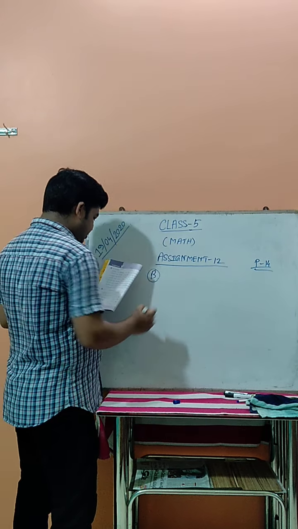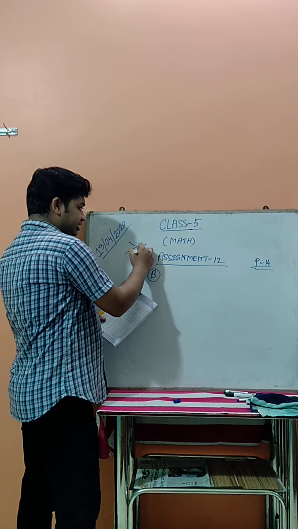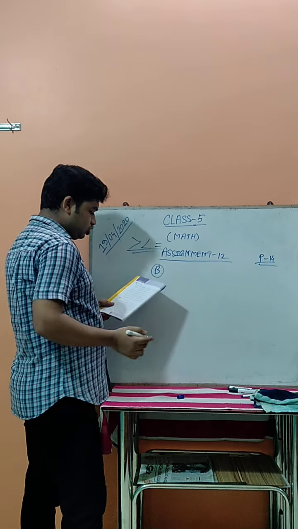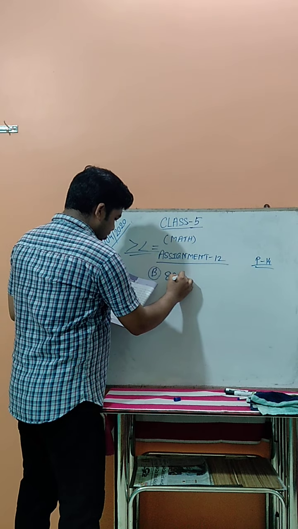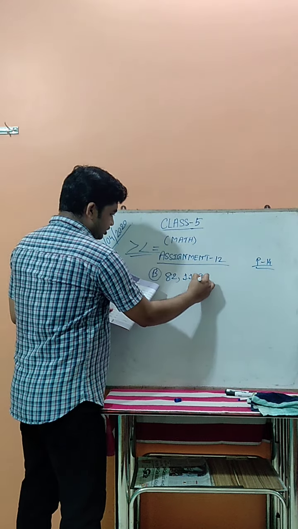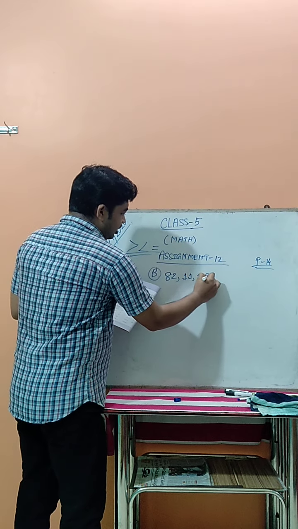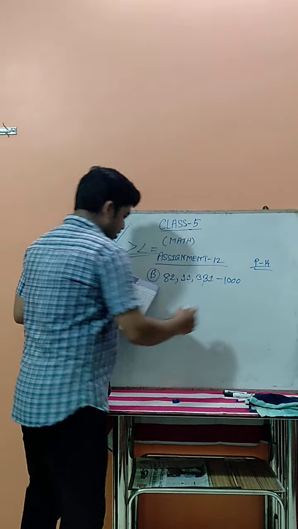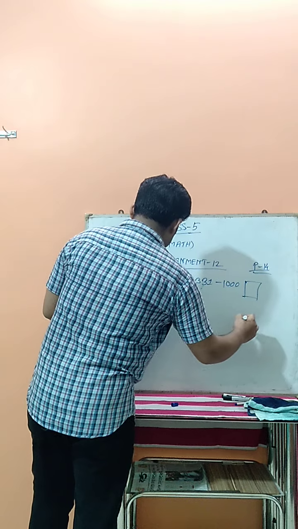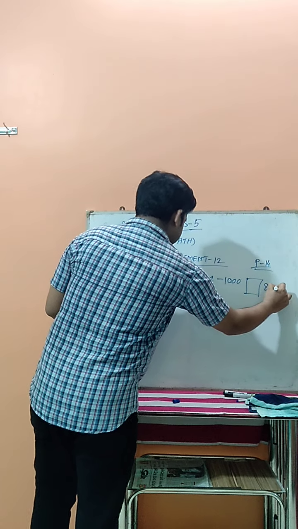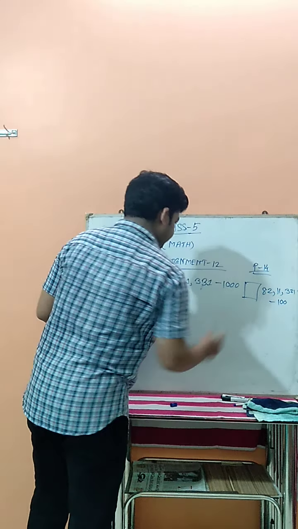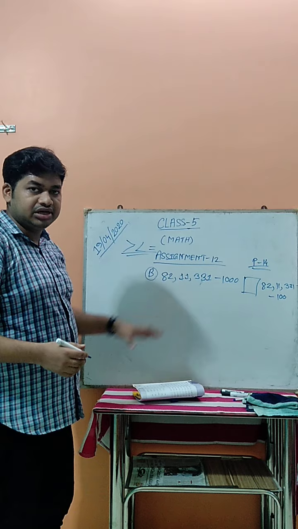Number B is given: put inside the box which one is less than, greater than, or equal, between these three. Which one happens? First is given 82 lakh 11,331 minus 1,000. Now put one box that is given. Now 82 lakh 11,331 minus 100.